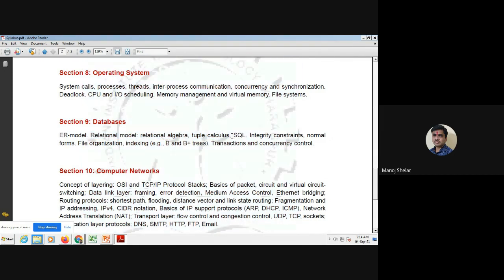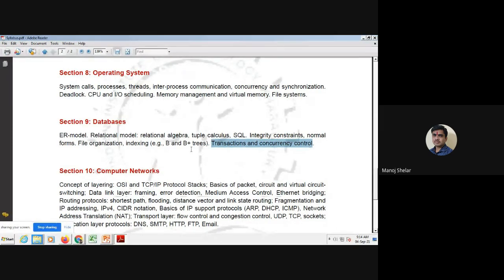Then one question on SQL, integrity constraints and normal forms. Here also there is one question in the GATE exam. Then one question on file organization and indexing, B plus tree, and one question on transactions and concurrency control. So mainly 8 to 10 marks out of 100 come from databases, and it is very easy because every point covers at least one question. Some papers have 8 marks, some 7, some 9, so it changes by 1 or 2 marks. Approximately 8 marks come from databases in the GATE exam.